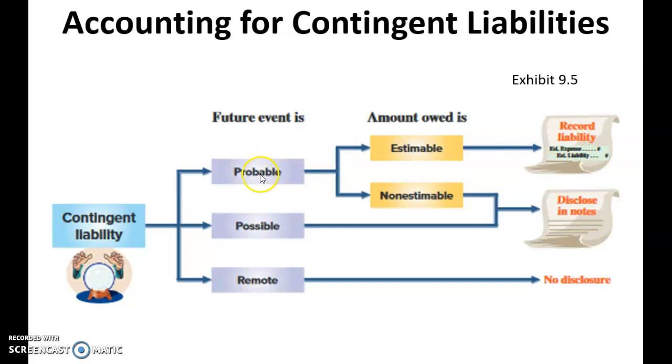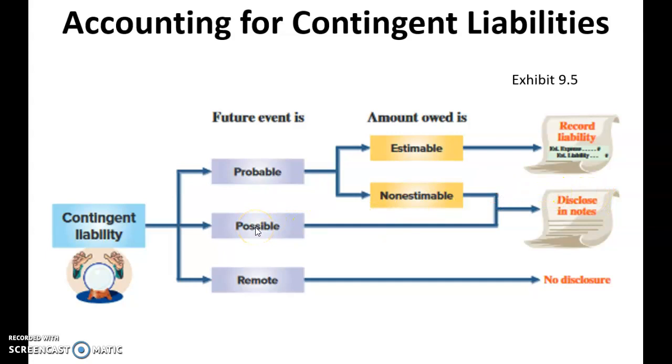If the future event is probable, but we simply do not have enough information to make an estimate of how much will be paid, then we simply can't book the liability. You can't estimate a number, so you can't debit or credit anything. But you must make full disclosure in the notes to the financial statements.